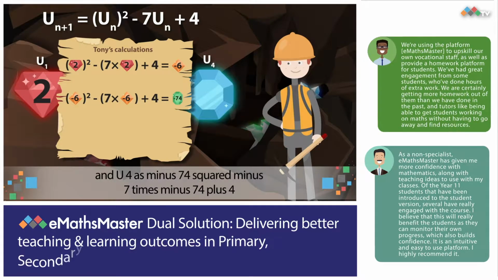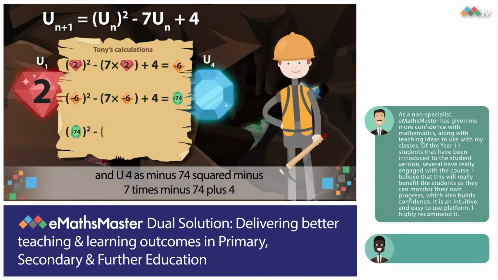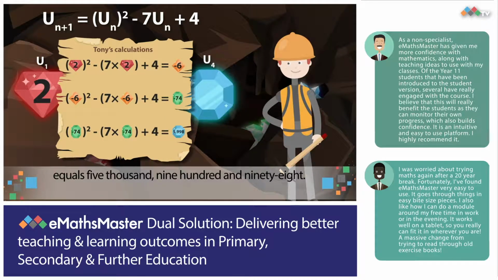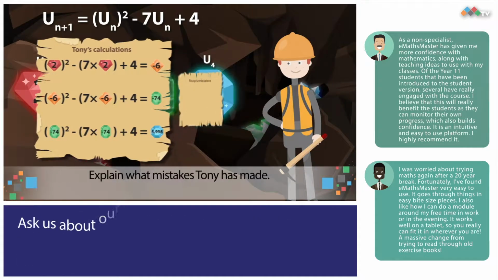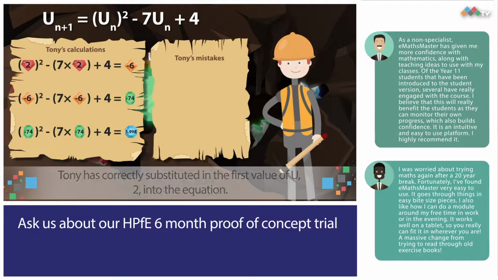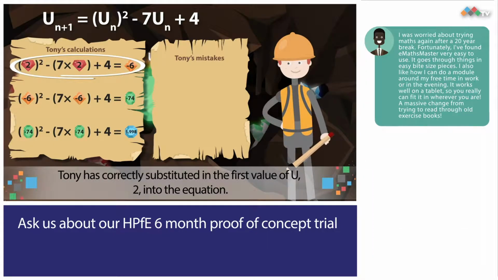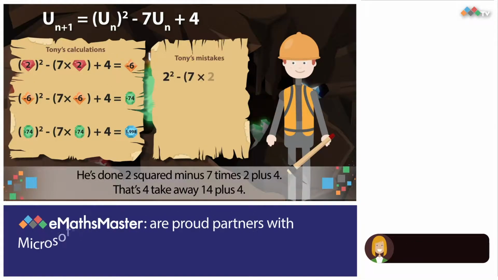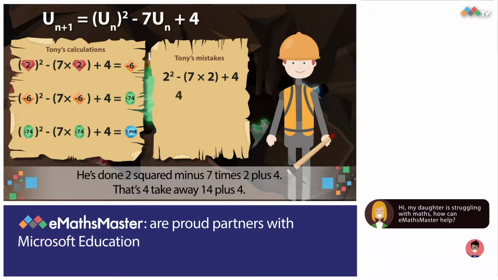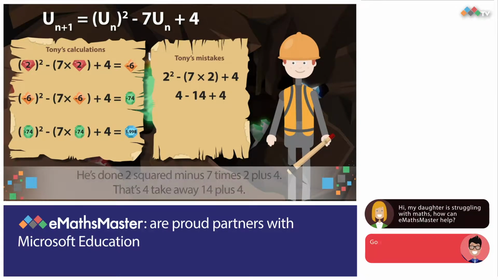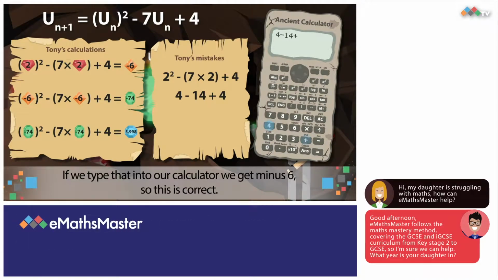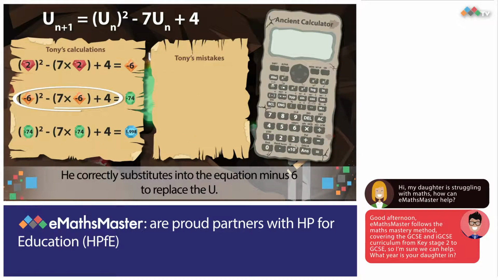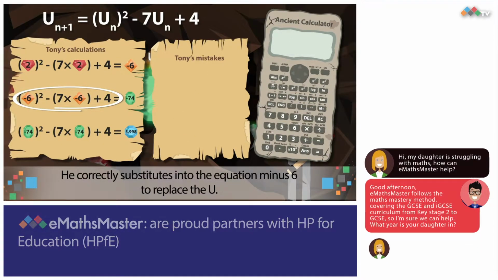And u4 as minus 74 squared minus 7 times minus 74 plus 4 equals 5,998. Explain what mistakes Tony has made. Tony has correctly substituted in the first value of u, 2, into the equation. He's done 2 squared minus 7 times 2 plus 4. That's 4 take away 14 plus 4. If we type that into our calculator, we get minus 6. So this is correct. He correctly substitutes minus 6 to replace the u.